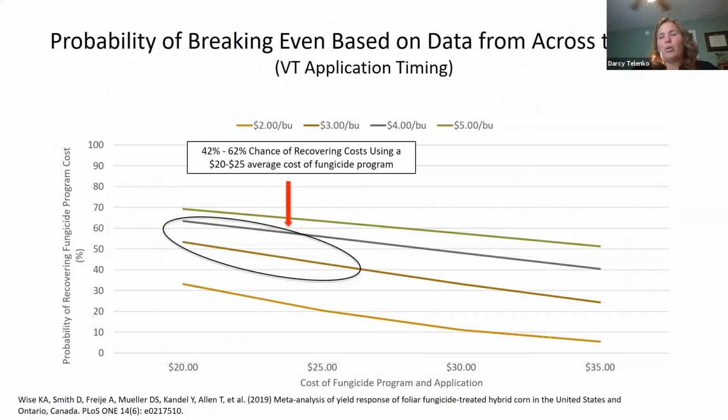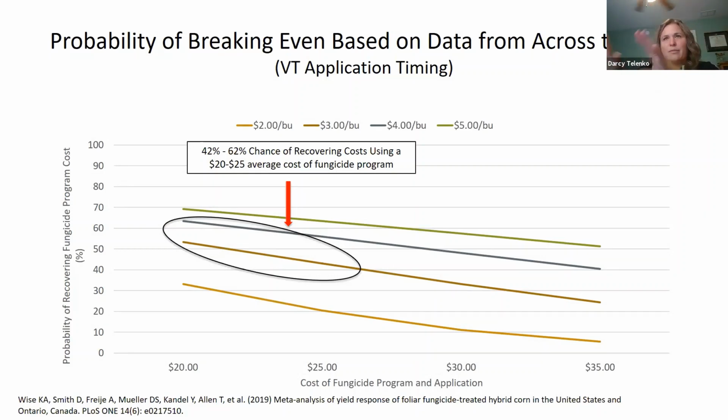And so then we pulled all that together and said, okay, what's the probability of breaking even? And this is just looking at the VT application timing. And then you have 4 bars here. So the one is the $2 bar, the low yellow orange, the brown is $3, gray $4, and the green is $5 a bushel. So if we go into that middle group, the $3 to $4 corn, our fungicide applications generally $20 to $25 an acre, there's a 42 to 62% chance of recovering costs, no matter what the background of the disease was.